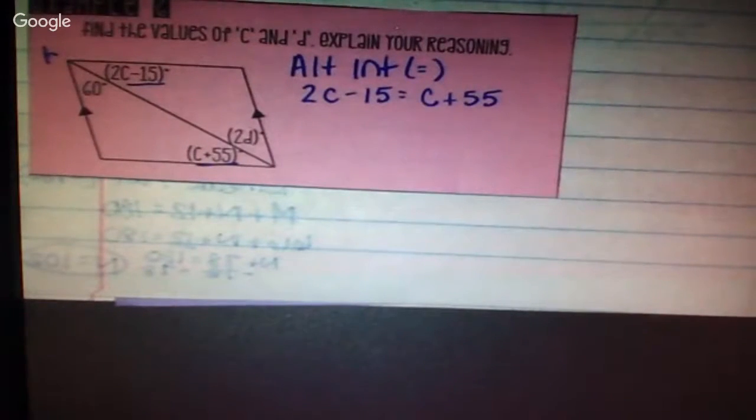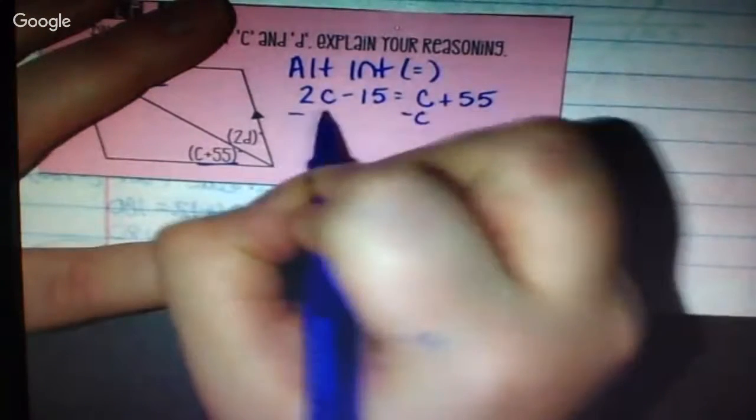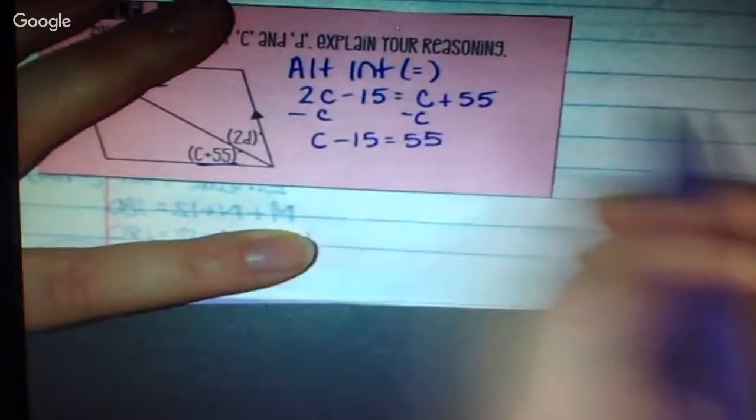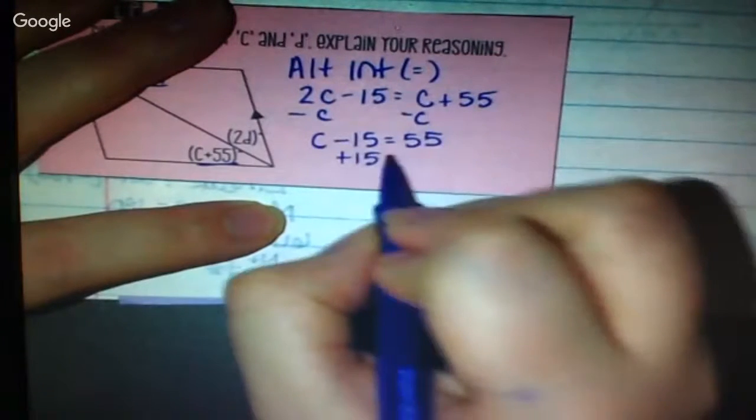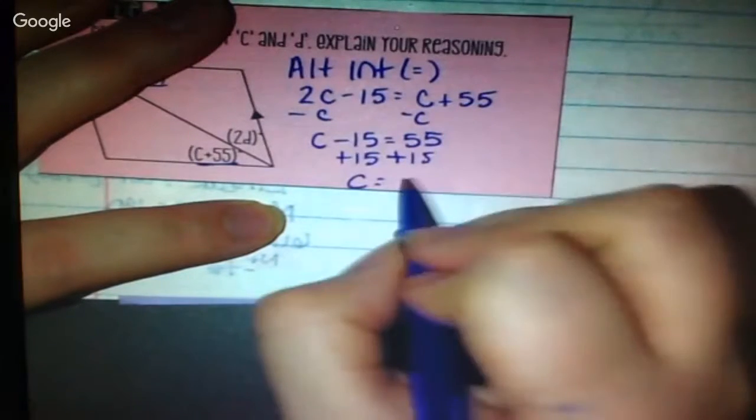We can do the same thing with 2D and 60. That was so much easier. Okay. So when I solve for this, I have to subtract C. So I get C minus 15 equals 55. And add 15. So C is 70.